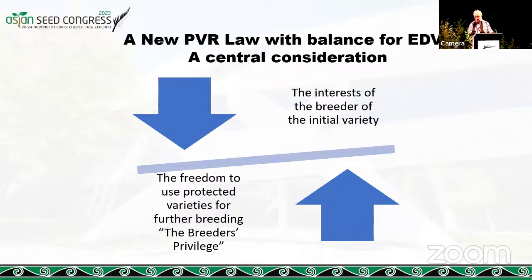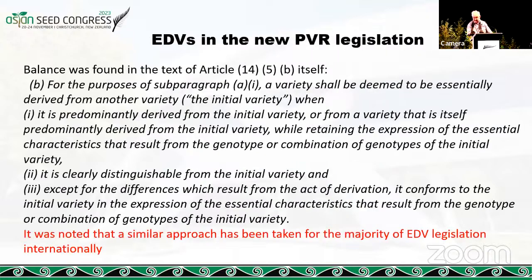With respect to this importance of balance, where did we find the balance? Well, actually, we ended up with Article 14.5 itself. The convention does have the balance. I think in that context, it is well constructed, and it met the requirements for fairness and the interest of both parties.